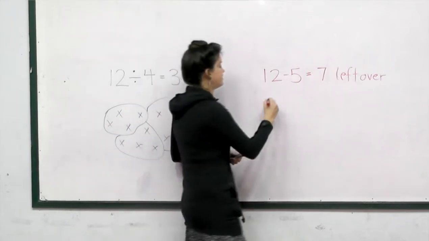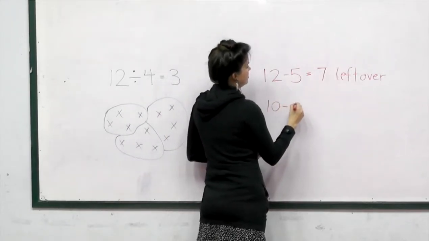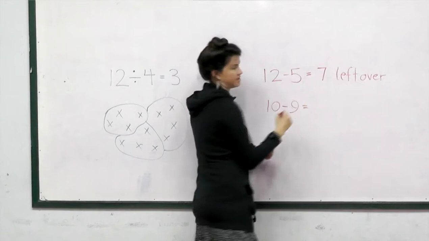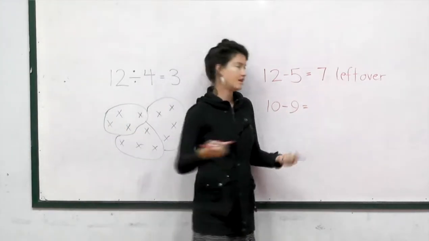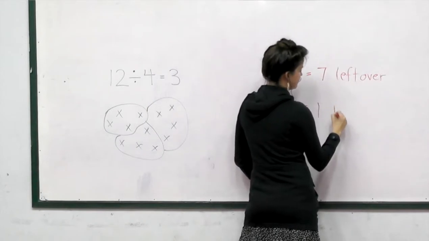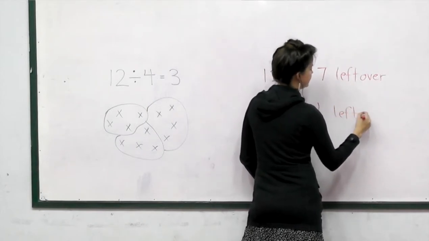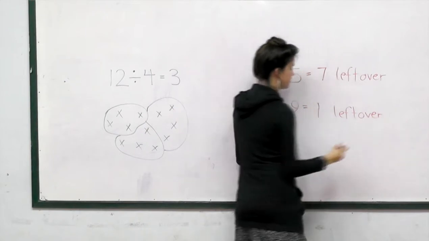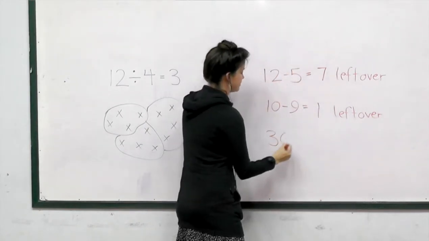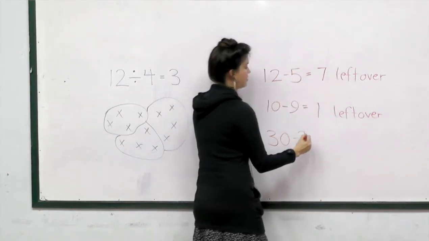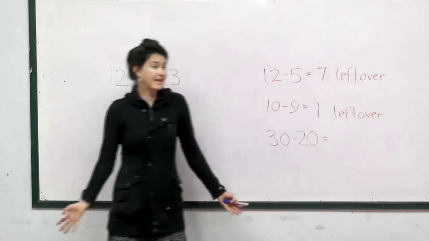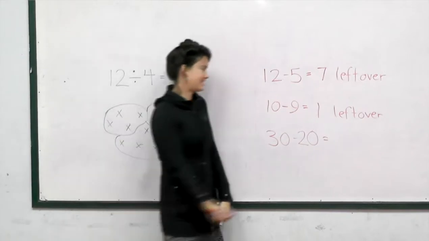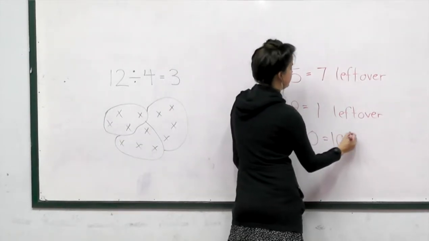Or if we have 10 cookies and everybody eats a cookie today, all of our students, how many cookies are left over? 1. Just 1 cookie is left over. 1 leftover cookie. Very nice. If we have 30 pieces of candy and we eat 20 of them, equals 10. How many candies are left over? 10. 10 candies are left over. Very good.